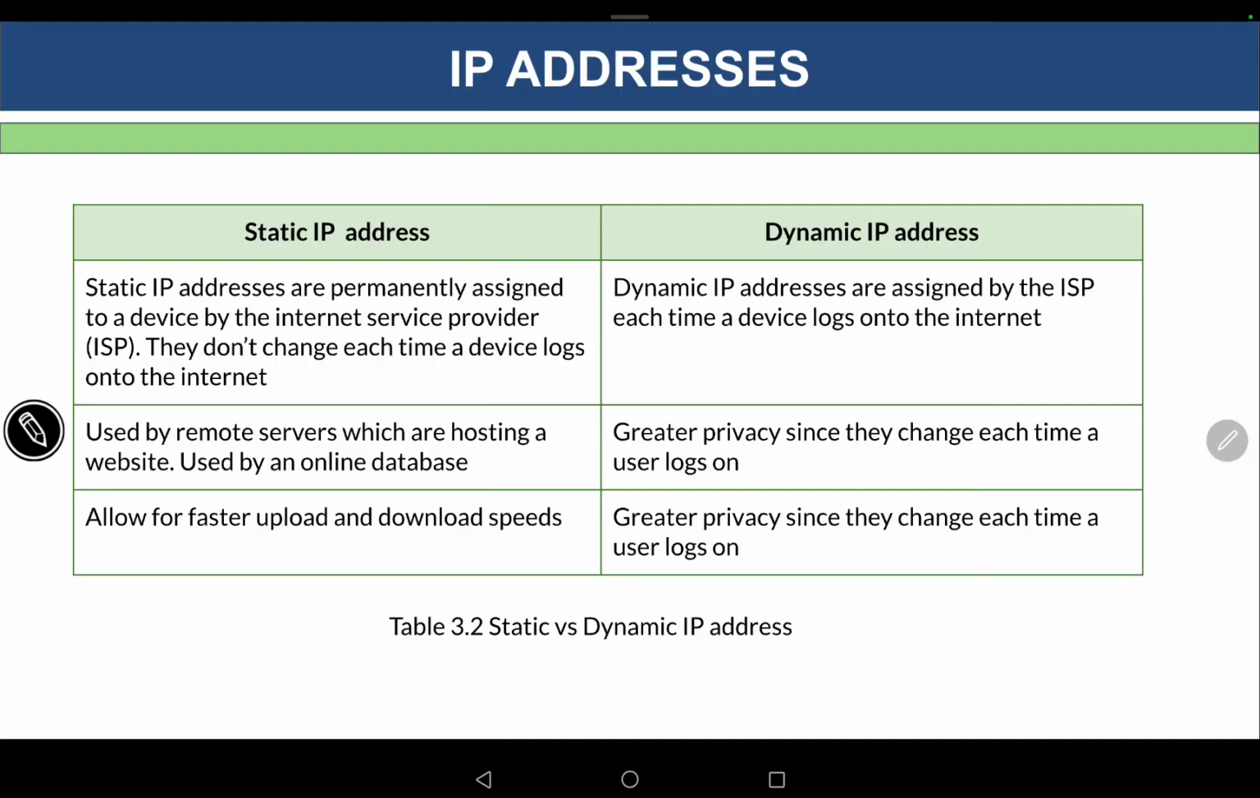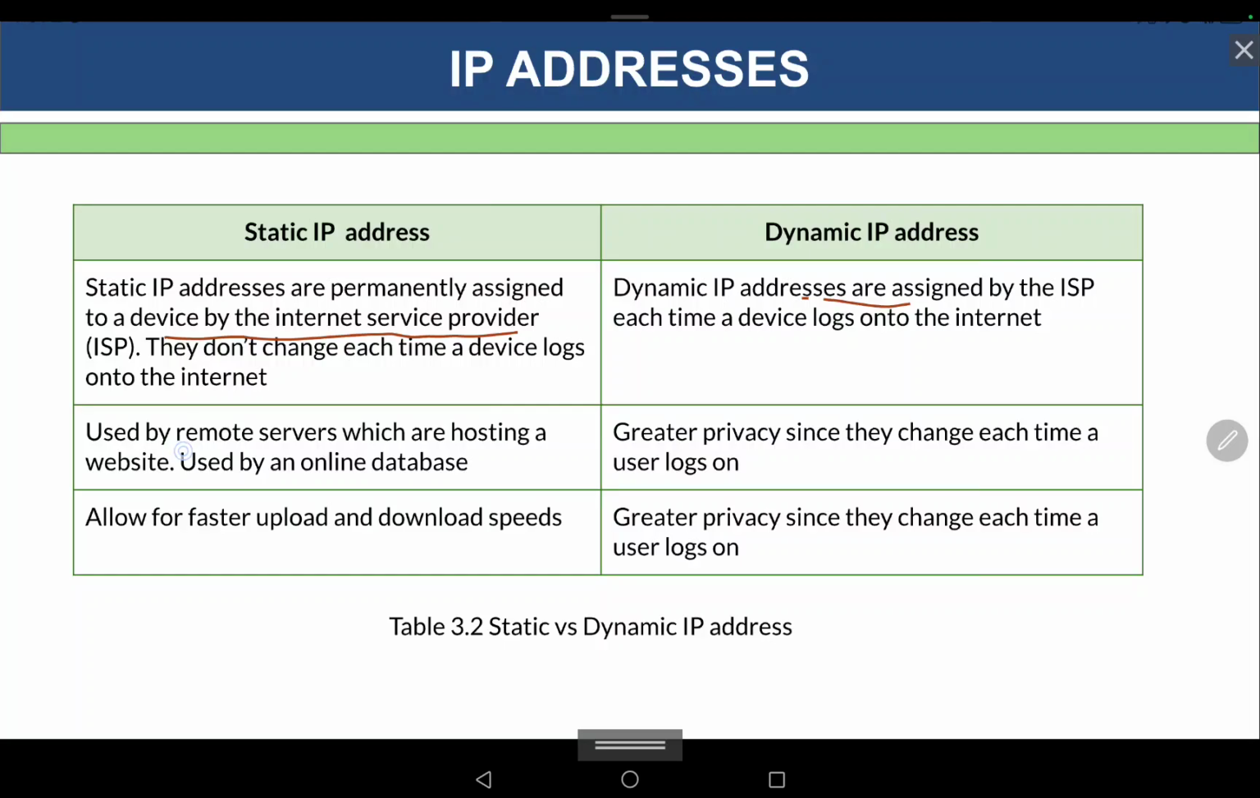Now let's look at the two types of IP address and the difference between them. So we say static IP addresses are permanent, assigned to a device by the Internet Service Provider, meaning that this IP address is fixed. It never changes. While dynamic addresses are assigned by the Internet Service Provider each time a device logs onto the internet.